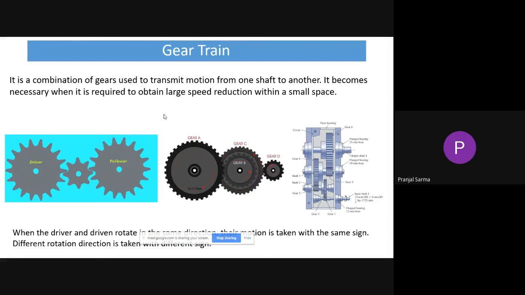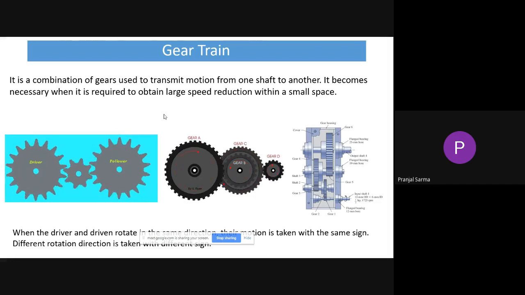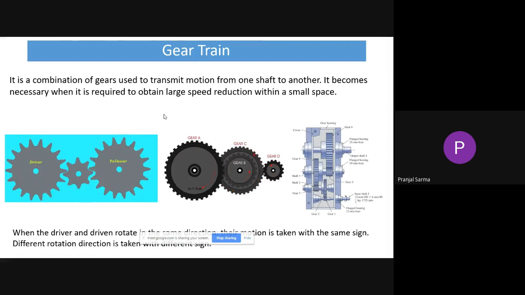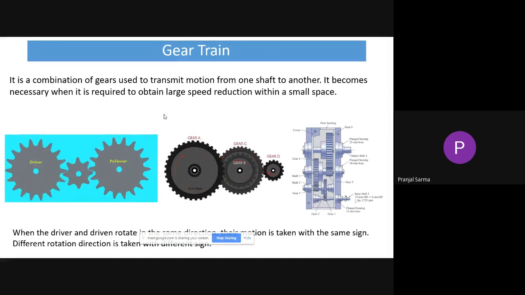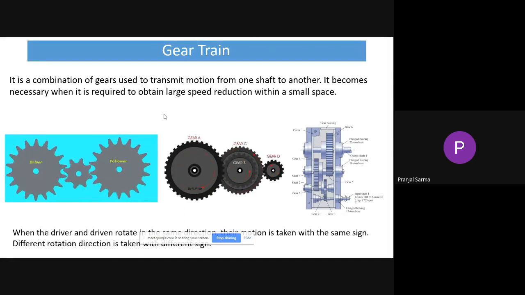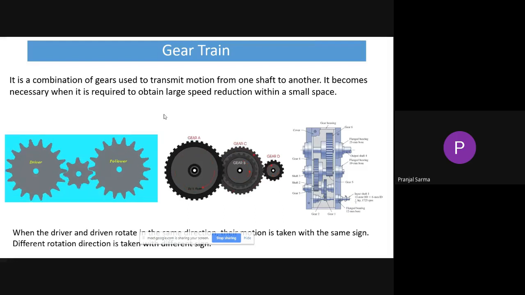Then, by applying a combination of proper gears which are properly meshed, and with different sizes based on the proper gear type, within a small space we can get a very high reduction of speed, and a variety of speed reductions can be achieved with the help of this gear train.